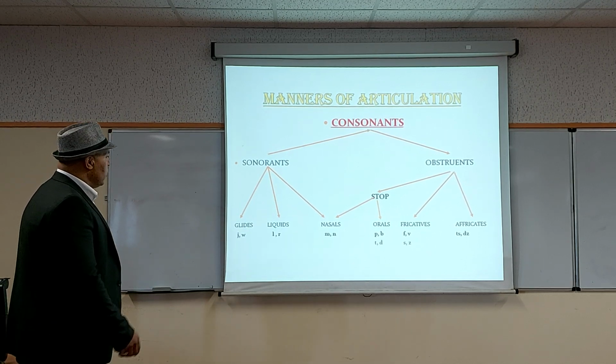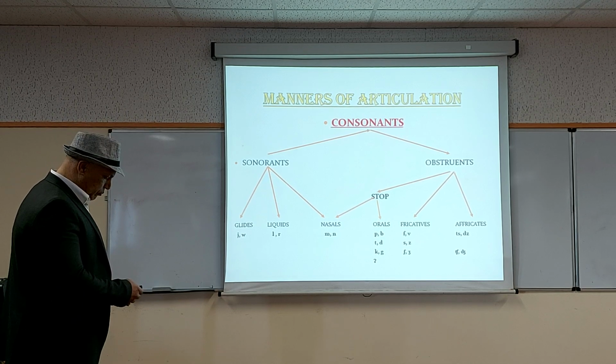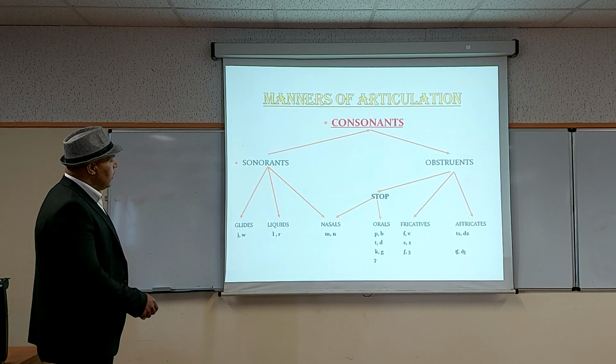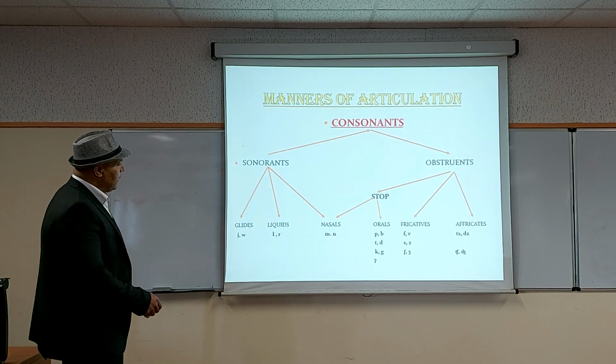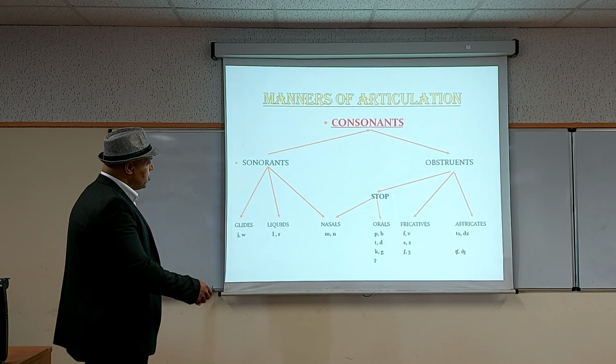So we look at the sounds here. Concerning the glides, we have y and w. The liquids, we have two, l and r. And the nasals, we have m and n. Then we have the orals, the oral stops. The fricatives, f and sh, and the affricates.